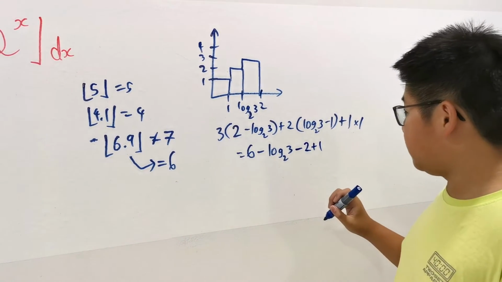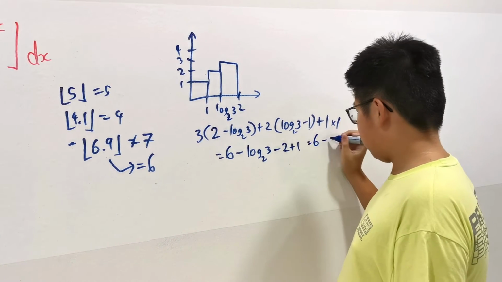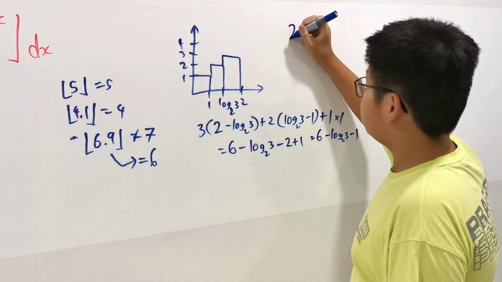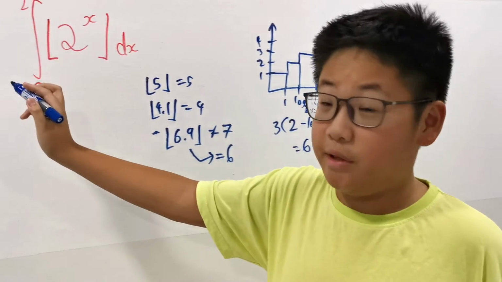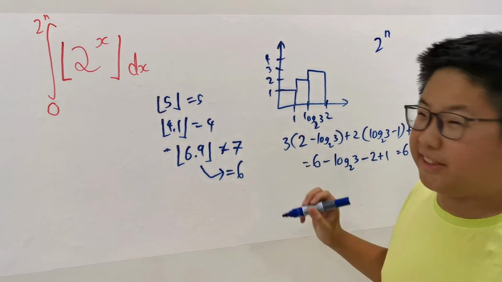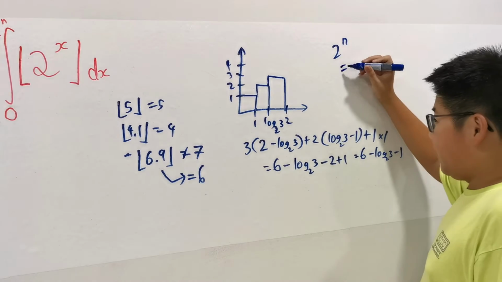Do you notice a pattern? Yes, we do. So this is 6 minus log 2 3 minus 1. So let's try it for 2 to the power of n. So this is the problem we started with. Let's please calculate the area under the graph, that long S symbol, whatever it is. Now we calculate the area.